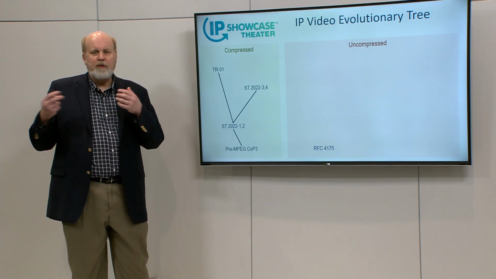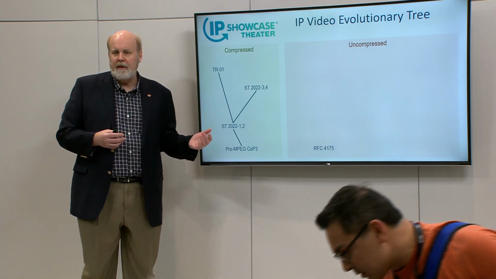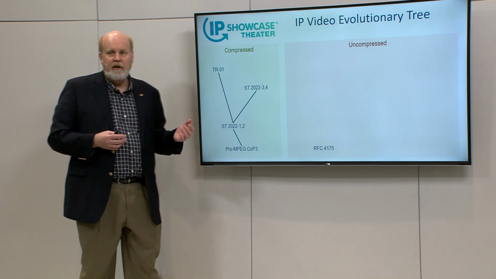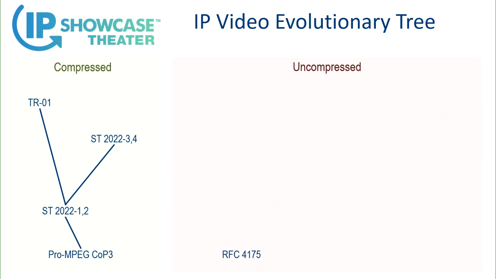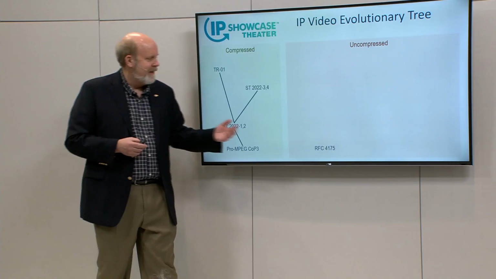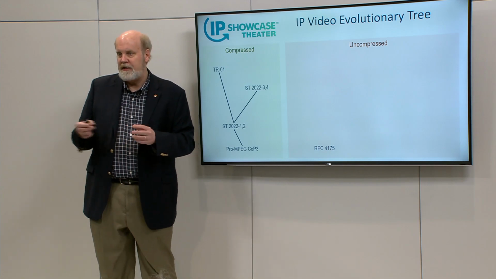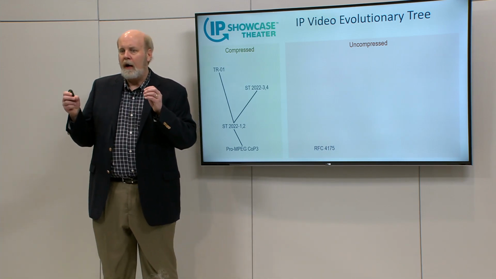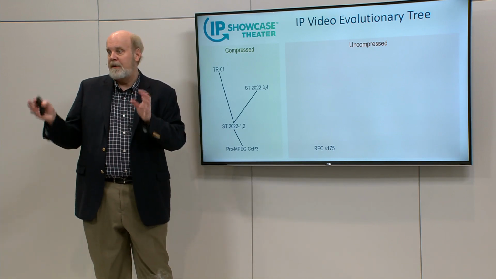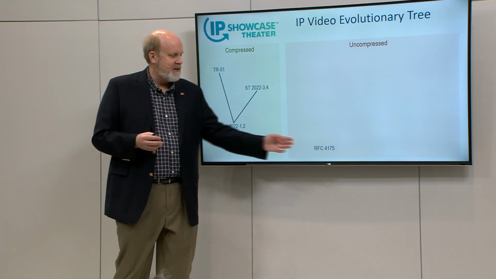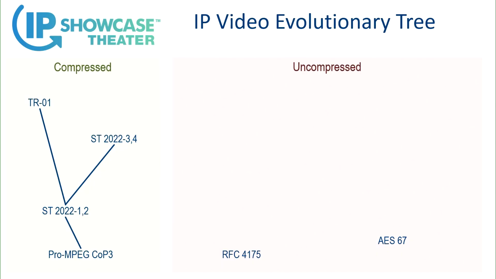So once we start completing the tree for the compressed content, we're starting to think about uncompressed content. And one of the early specifications for uncompressed content was RFC 4175 from the Internet Engineering Task Force. Now this was the first IP transport standard that I know of to take raw pixels, so no compression, no reformatting, just the actual exact pixels from the picture image and send them out over an IP network, again using RTP. Audio did the same thing.